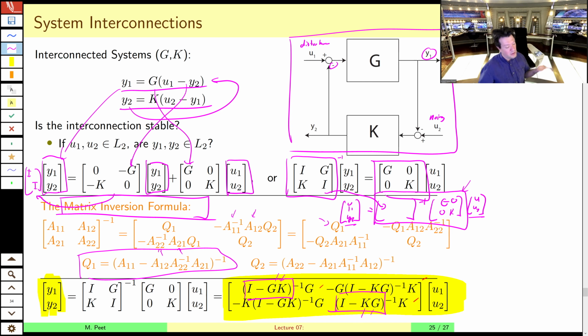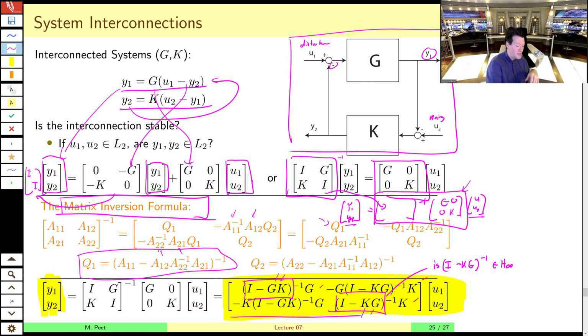So how do we know if this is invertible? And what do we even mean by invertible? Well, invertible means in this algebra that the inverse is an element of the algebra. And what is our algebra? Well, it's H infinity. Is I minus kg inverse an element of H infinity? And that, it turns out, is what we're trying to prove.